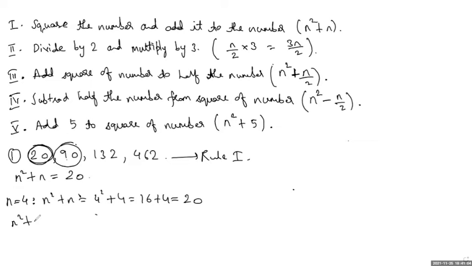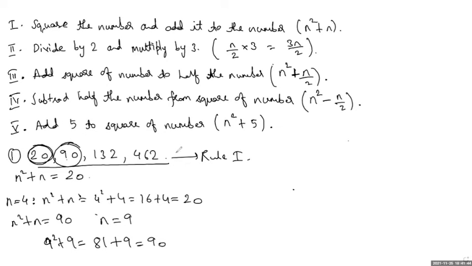Now n square plus n is equal to 90. So what is n? You can keep checking. I think it is 9. What is 9 square? 81. 81 plus 9. Hence 9 square plus 9, where 9 square is 81. What is 81 plus 9? 90. Correct. So it is matching, look.